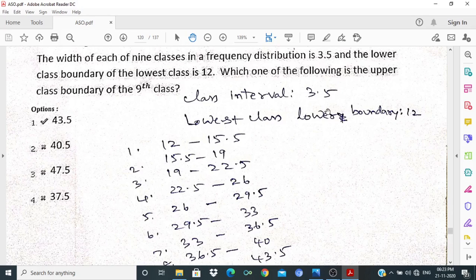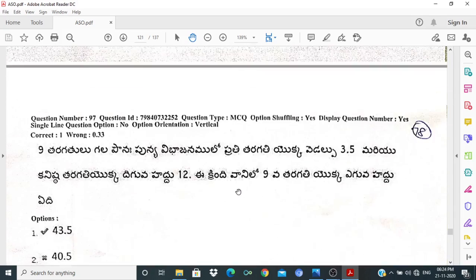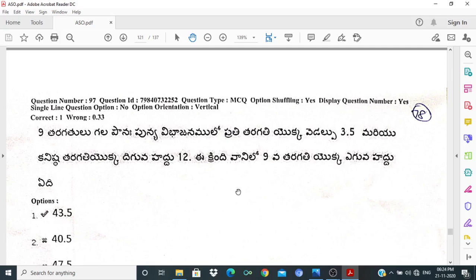Class interval 3.5. Lowest class is 12. I started from 12. 12 plus 3.5 is 15.5, like this. The 9th class upper boundary is 43.5. The difference is 3.5 here. Okay.